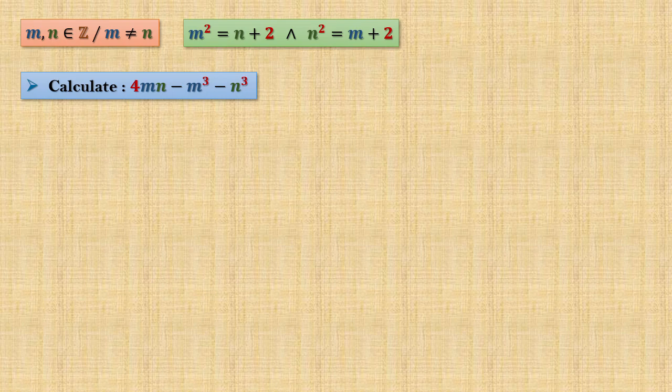In this video, we explore a beautiful algebraic puzzle involving two integers m and n. These numbers satisfy two symmetric conditions, m squared equals n plus 2 and n squared equals m plus 2. Using only algebraic identities and logical deduction, we will evaluate the expression 4 times n minus m cubed minus n cubed. Stay with me until the end. The conclusion is surprisingly elegant.